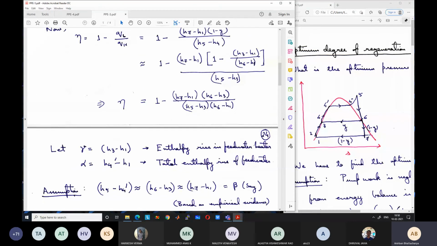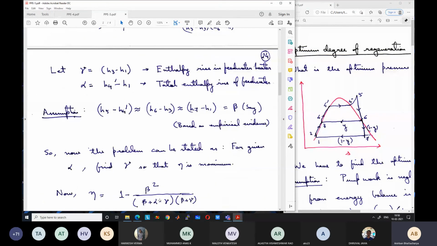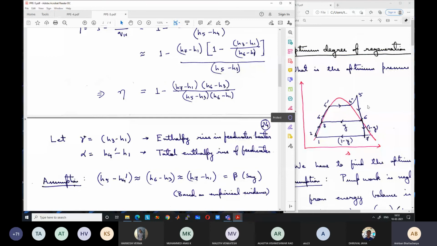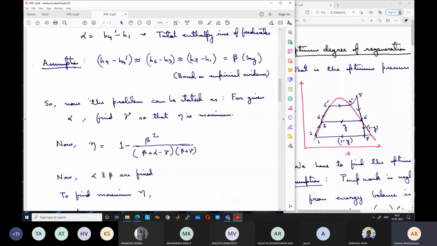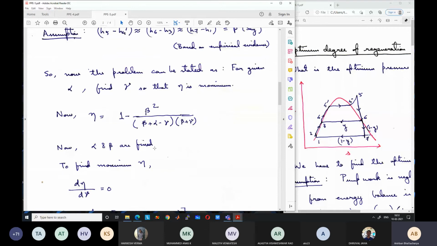We have another term, H6 minus H1. H6 minus H1 is H6 minus H3 plus H3 minus H1. So beta plus gamma. Gamma is from H3 minus H1 and beta is H6 minus H3. So efficiency can be written as 1 minus beta square by (beta plus alpha minus gamma) into (beta plus gamma). So now we have to find the optimum value of gamma, assuming that beta and alpha are constant, so that efficiency is maximum. Now it has become a simple problem.